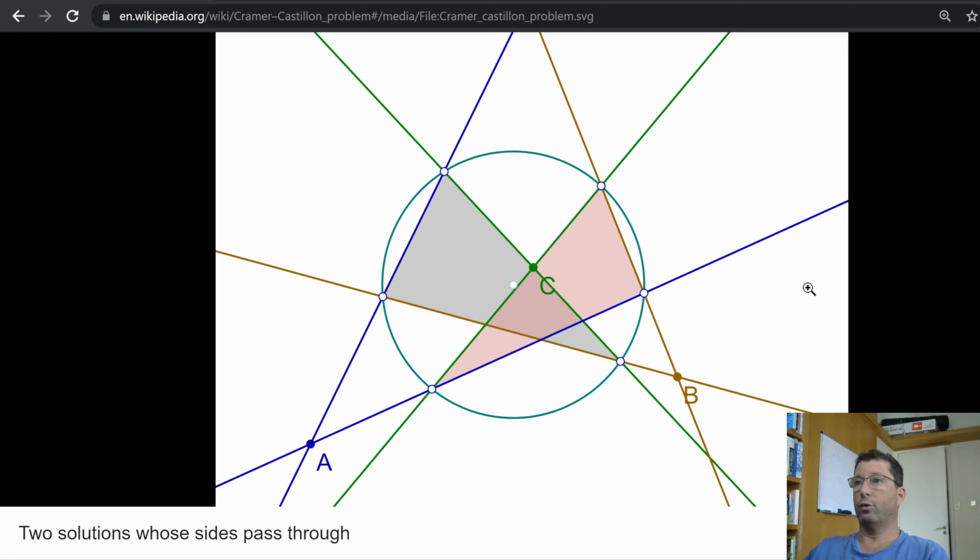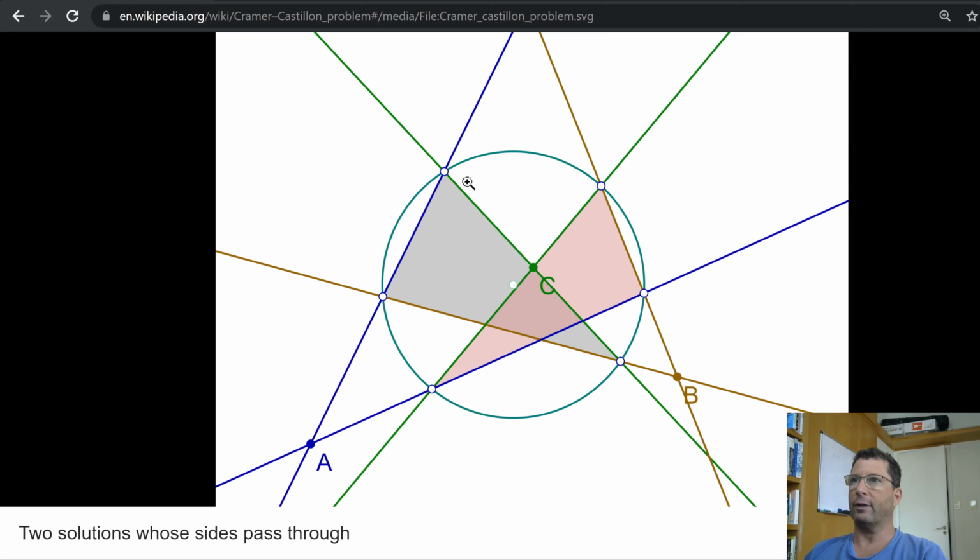The problem has to do with this: if you're given a circle, this green circle here, and 3 points on the plane, A, B, and C, you want to find triangles inscribed in the circle whose sides pass through each one of A, B, and C. And it turns out there are only two solutions for this problem. There are only two triangles that satisfy these conditions, so they're shown here for the particular choice of A, B, C.